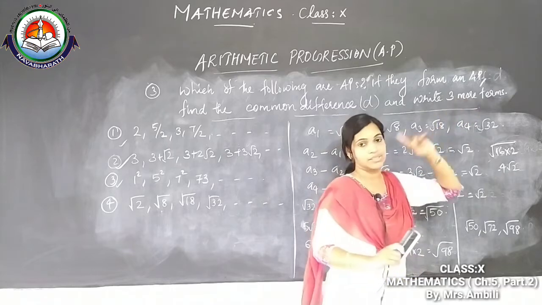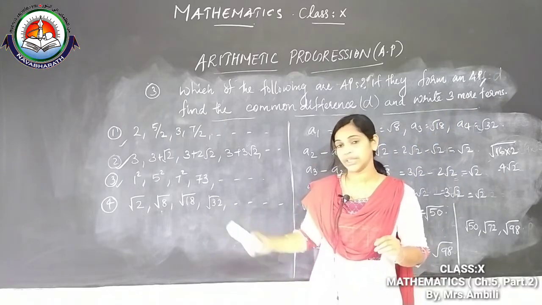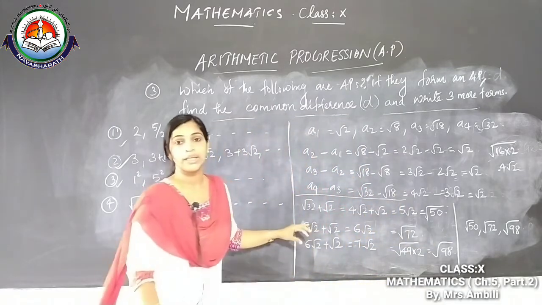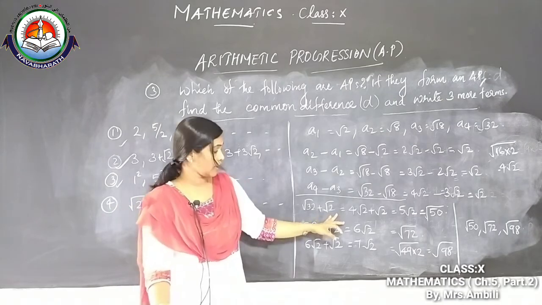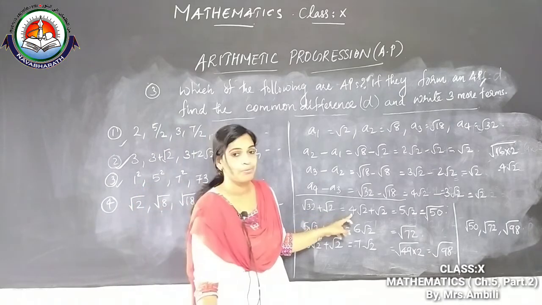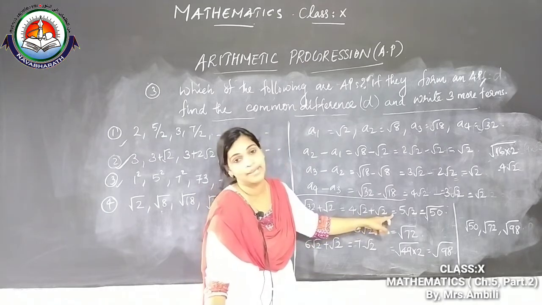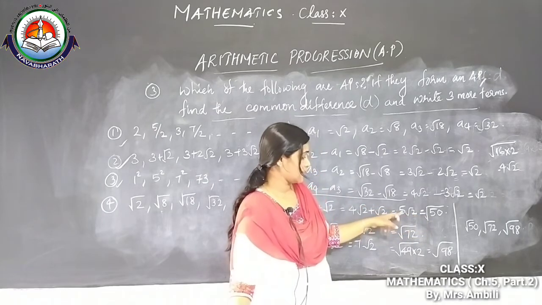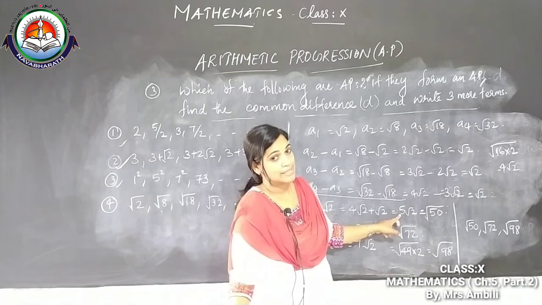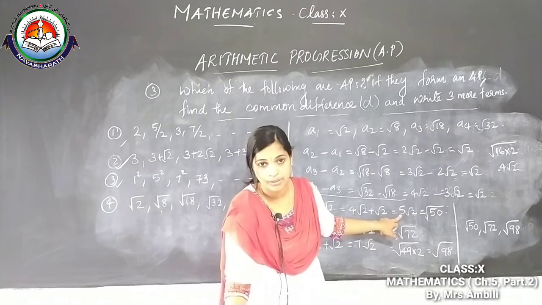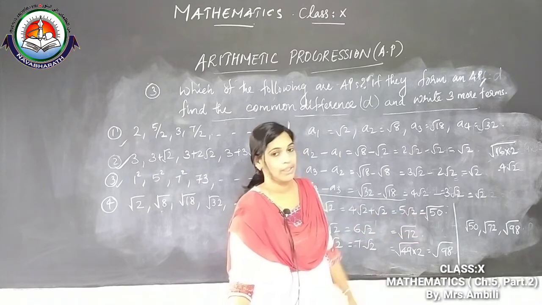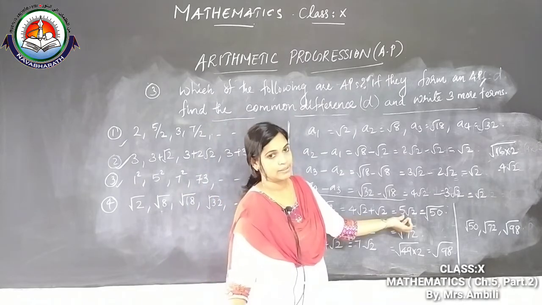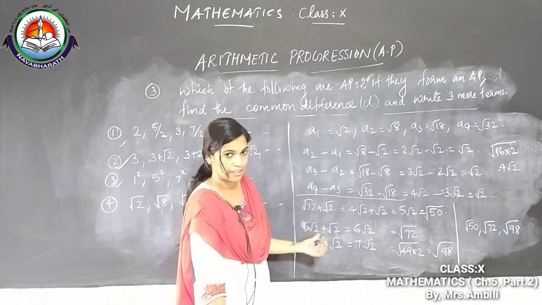Next we need to find the next 3 terms. From the last term, root 32, we add our common difference, root 2. We already changed root 32 to 4 root 2. 4 root 2 plus root 2 is 5 root 2. 5 is root 25, so root 25 into root 2 is root 50. If we take 5 root 2 for adding, the addition is easy.